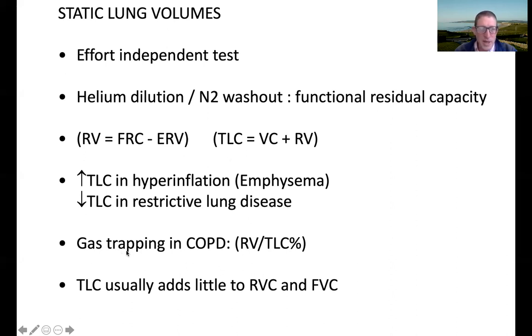In COPD, what we tend to see is gas trapping. So as well as seeing an increase in the total lung capacity, you see an increase in the residual volume. And so the ratio of residual volume to total lung capacity increases proportionately the more increase in residual volume you've got. But again, that's pretty much small print. And the bottom line is measuring total lung capacity adds very little to measuring either forced vital capacity or relaxed vital capacity with a spirometer. And it's a hassle to do, so we don't really do it.